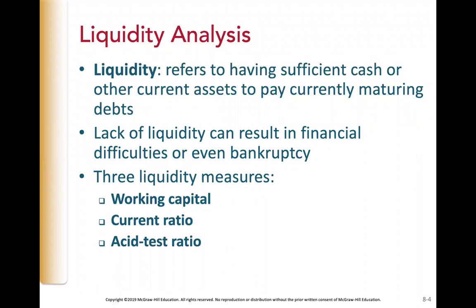We will look at 3 liquidity measures in this section: working capital, the current ratio, and the acid test ratio. All 3 measures are calculated using current assets and current liabilities. So make sure that you're understanding what is defined as a current asset and what is defined as a current liability.